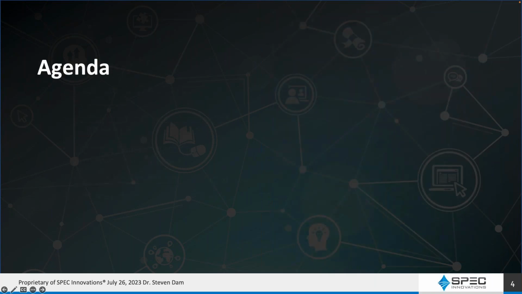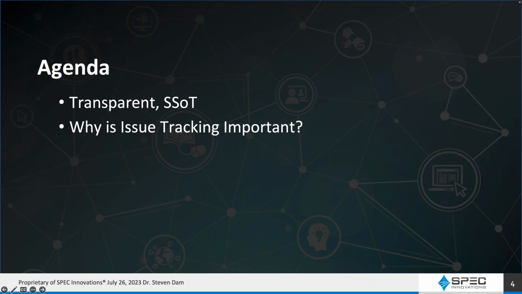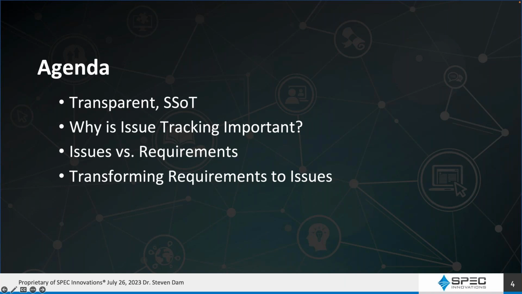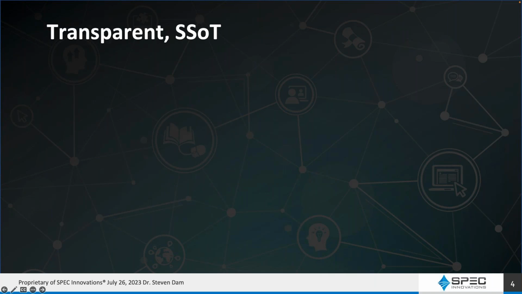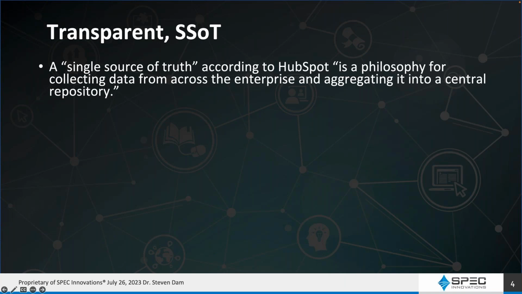Thanks, Taylor. So let's talk a little bit about some of the topics we're going to hit today. I'm going to talk a little bit about the single source of truth and what that means and doesn't mean in this context. Talk a little bit about why issue tracking is important. And then we're going to talk about issues versus requirements and those different perspectives as well. Transforming requirements into issues. We're going to talk about collaboration and tasking and monitoring progress and gap analysis. So let's start off with the whole thing about single sources of truth.